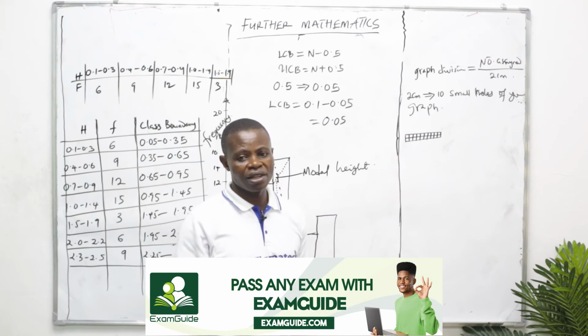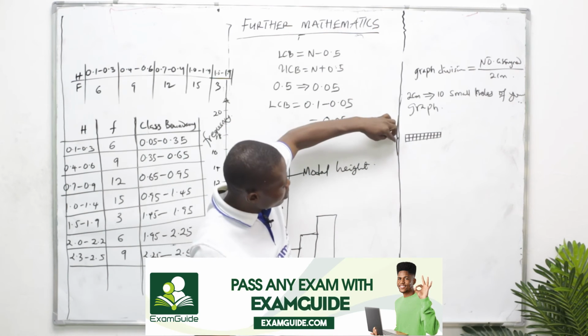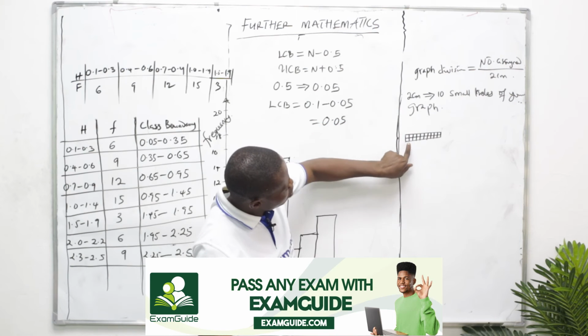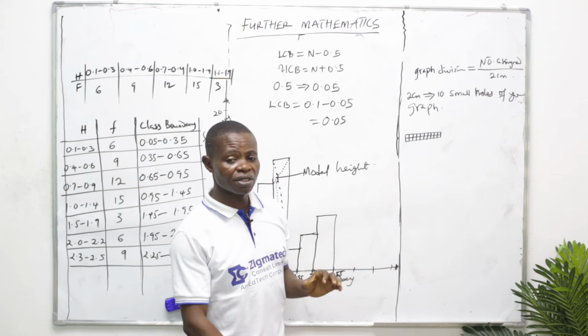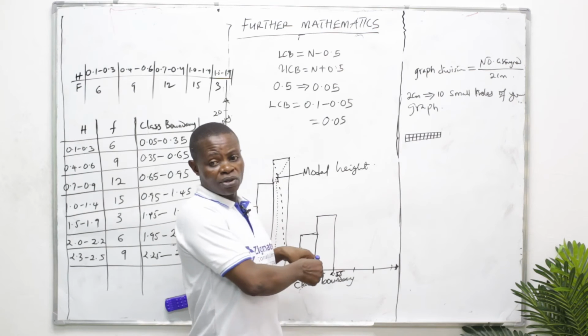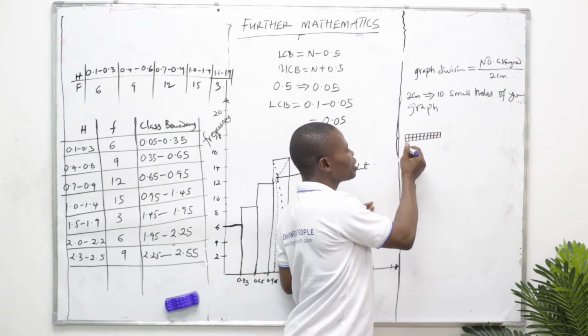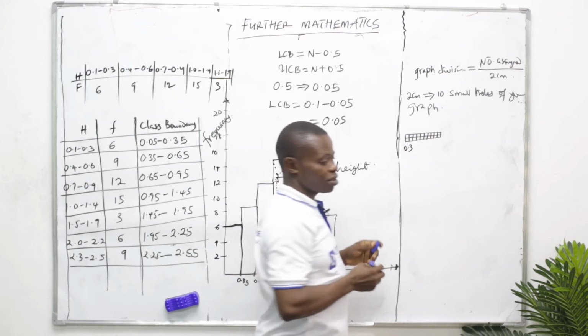Can you see it clear enough? Yes. If you can't, small squares: 1, 2, 3, 4, 5, 6, 7, 8, 9, 10. Can you see it? From this division, it means one of these represents 0.3.